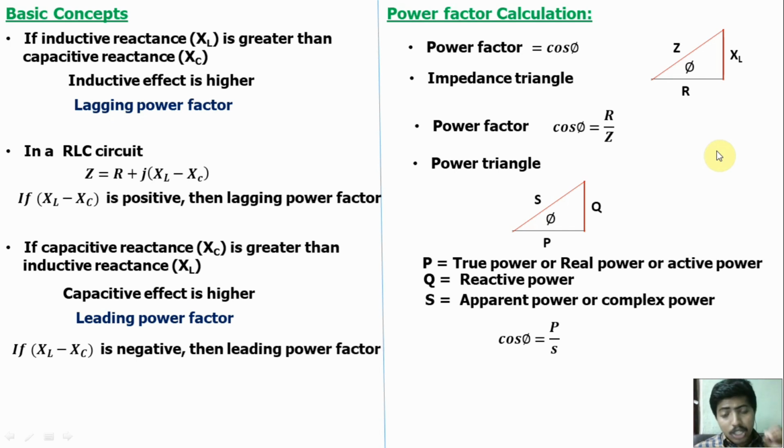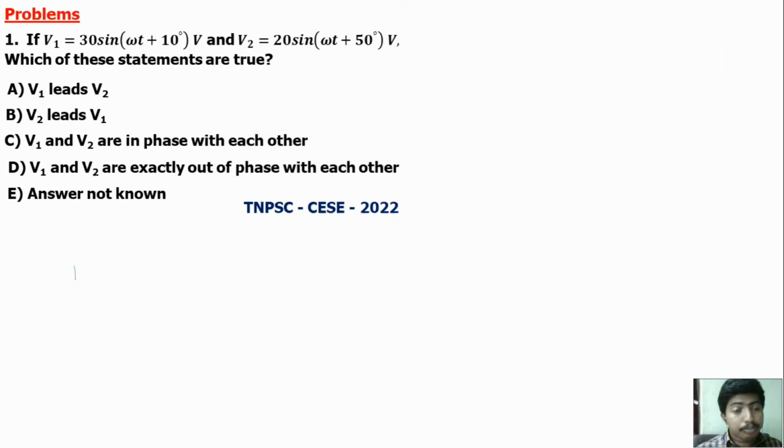Now we will solve the questions from the previous year examinations. The first question is from TNPSC Combined Engineering Service Examinations 2022. In this question, V1 is given as 30 sin(omega t plus 10). V2 is given. We have to find which of the statements is true. Whether V1 leads V2, or V2 leads V1, or V1 and V2 are in phase. So represent this equation in a phasor diagram.